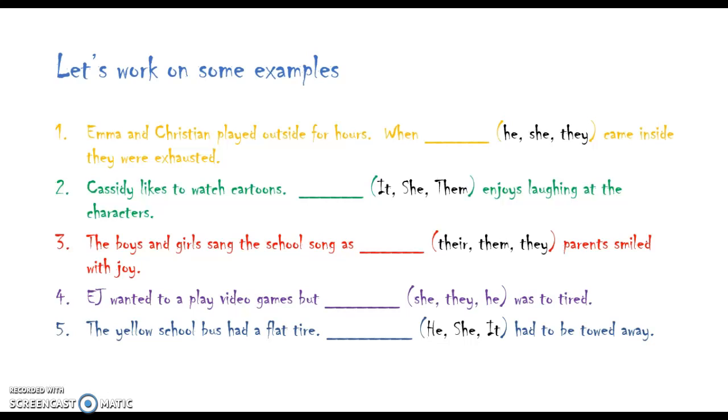Our first sentence, Emma and Christian played outside for hours. Emma and Christian, that's more than one. Based on the answer options, we have he, she, they. So when they came inside, they were exhausted.